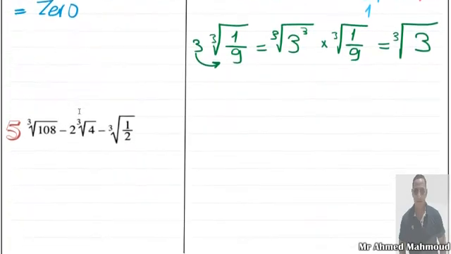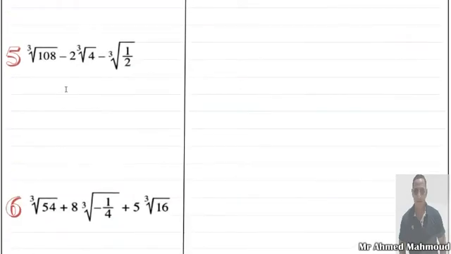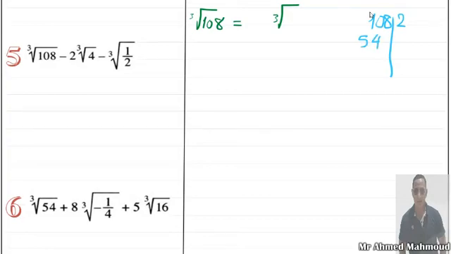Okay, here we have another example. Cubic root 108. Cubic root 108 equals cubic root like this, and I'm going to factorize 108. It is divided by 2 equals 54, divided by 2 equals 27, divided by 3 is 9, divided by 3 is 3, divided by 3 is 1.